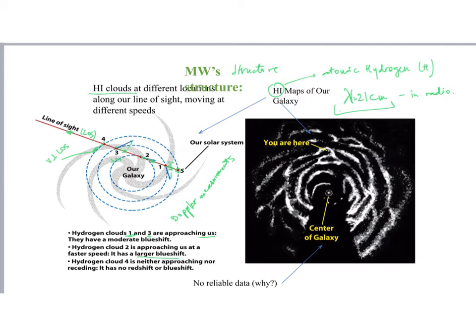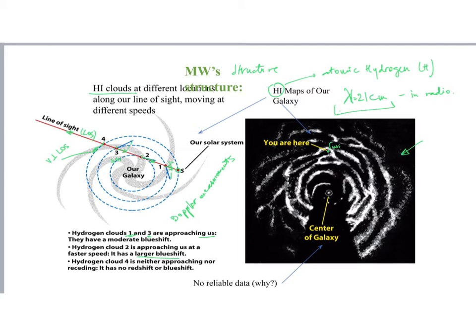Okay, so this is the technique. Now look, for example, at the map on the right. We have a hydrogen I, or atomic hydrogen, map of our own galaxy. This is how it looks, and you can almost distinguish the spiral arms. And it says here, this is where the sun and its planets are.